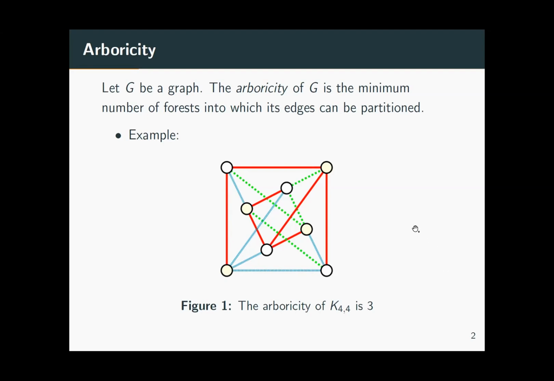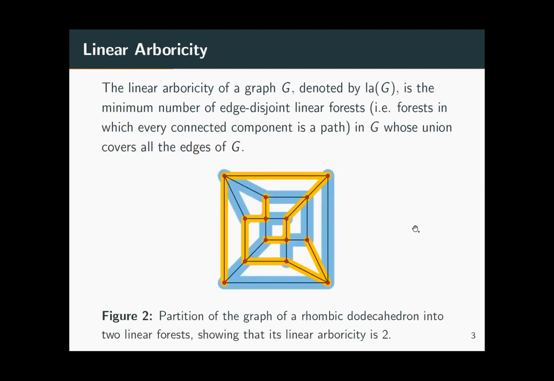And for linear arboricity, this is the minimum number of edge-disjoint linear forests. So for a graph G, we denote it by LA of G. And a linear forest means every connected component in this forest is a path. So we just partition a graph into a union of paths.